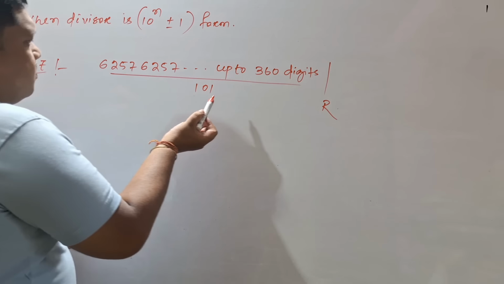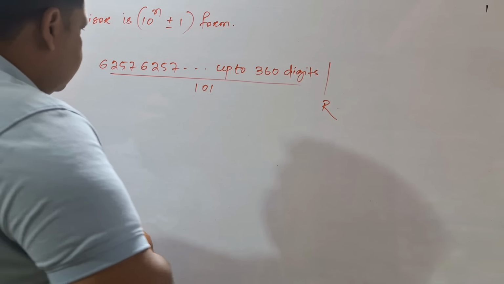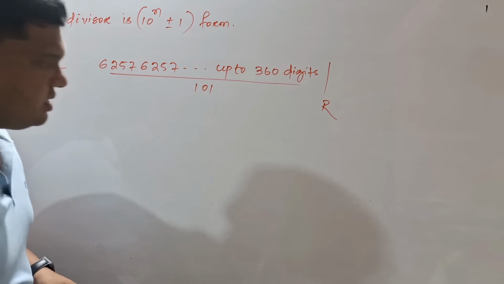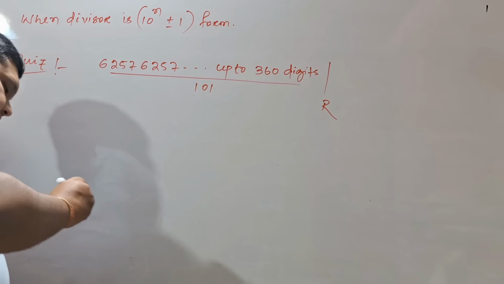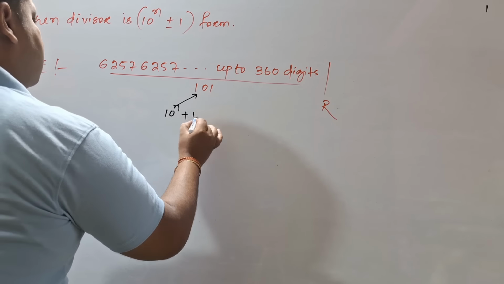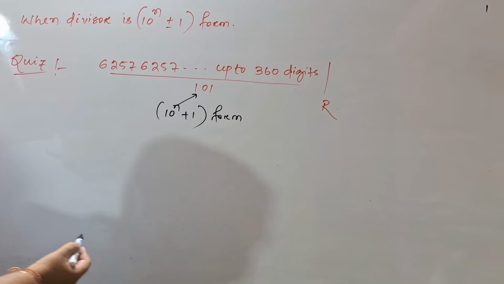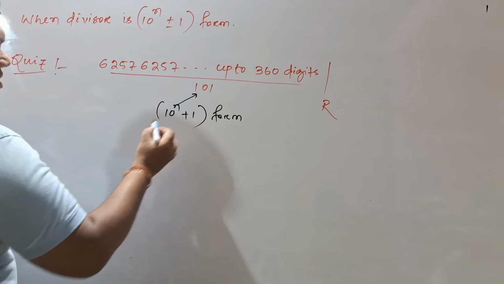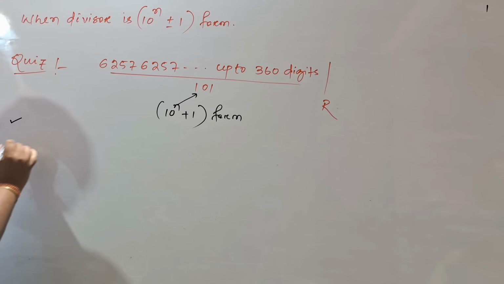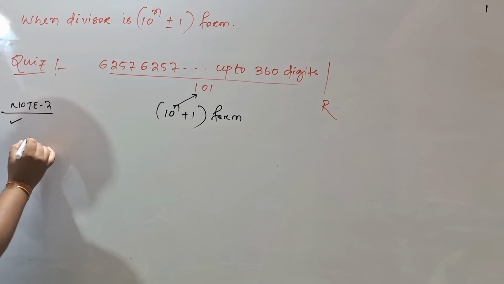Because for 1001 I have to take 3 digits, 1 total 6. But here the rightmost 2 digits are what? 57, then 62. So another note: this 101 is the 10 to the power n plus 1 form. 10 square plus 1. So first you write another note, note number 2, under this concept.